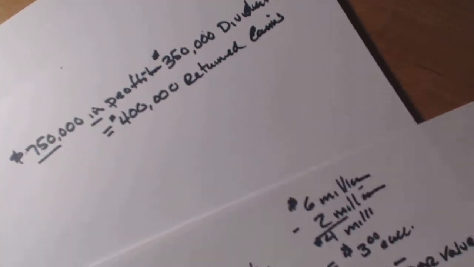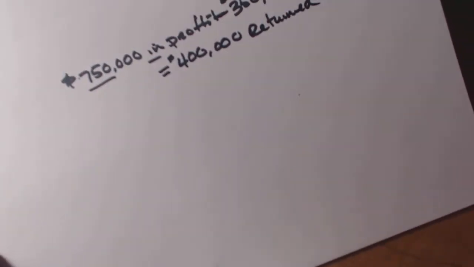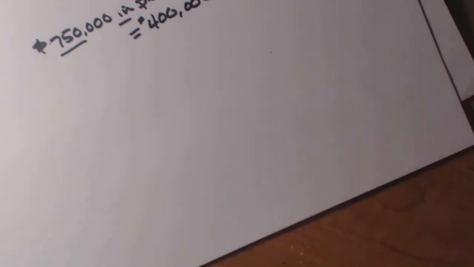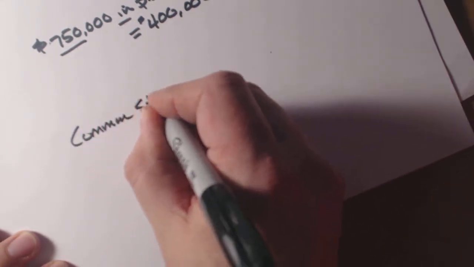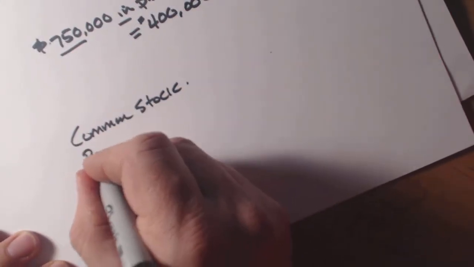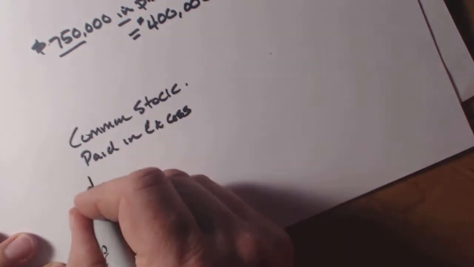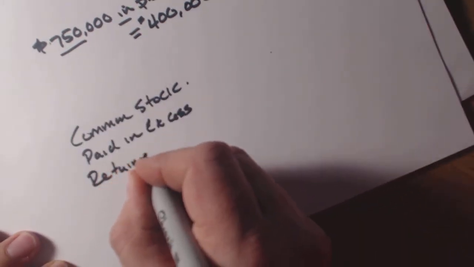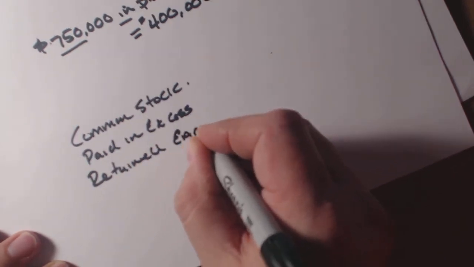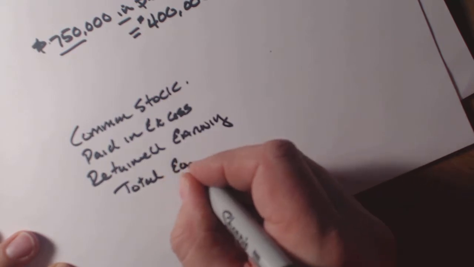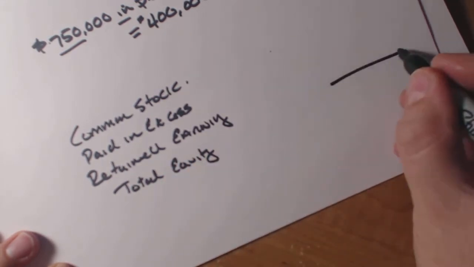Cool. So the way we would figure this out for the equity section of the balance sheet would be 4 lines. Similar to what we did before, we're going to say common stock. Then we're going to have something called paid in excess. We have retained earnings. And then we're going to have something called total equity. So we're looking to get to a total over here.